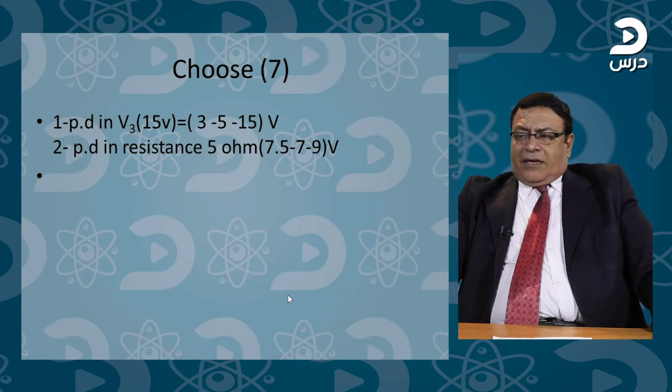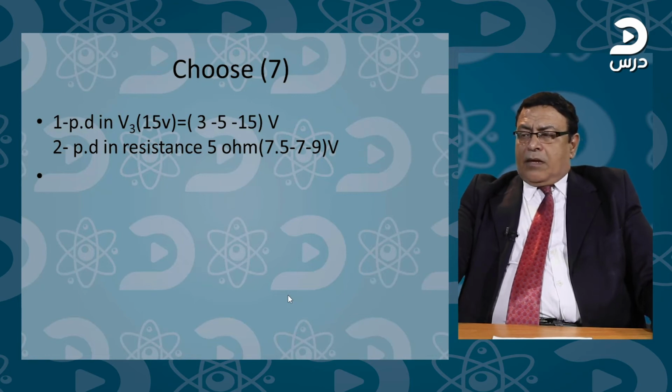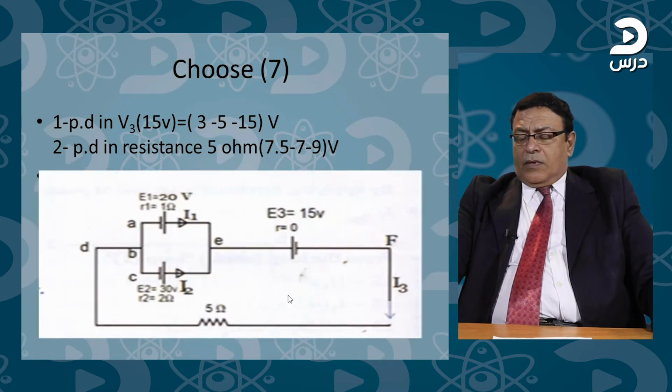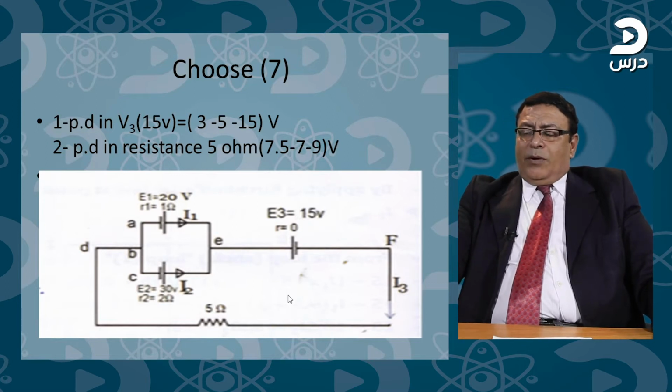ده الفاينل ريزلت. Question number 7: البوتنشال ديفرنس in V3 equal اللي هو 15 فولت، بيقول لي هل هو 3 ولا 5 ولا 15 فولت، وبيقول لي الكويشن نمبر 2 هل هو البوتنشال ديفرنس ان ريزيستنس 5 اوم هل هو 7.5 ولا 7 ولا 9 فولت.